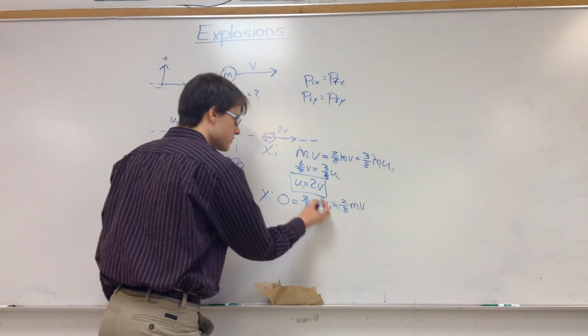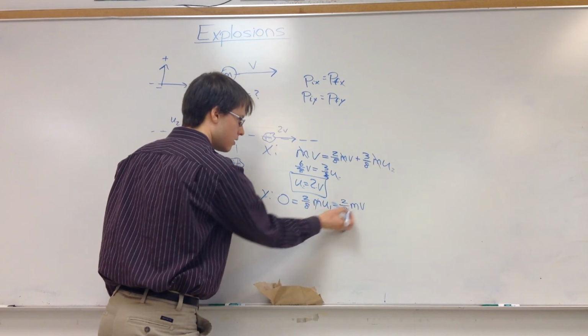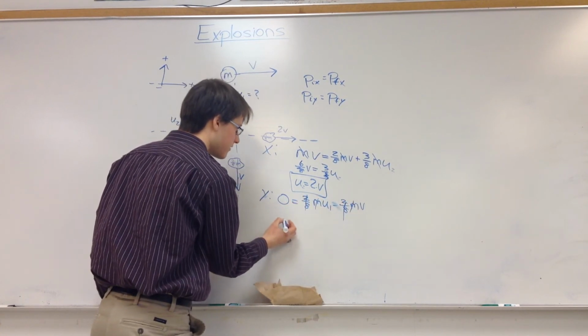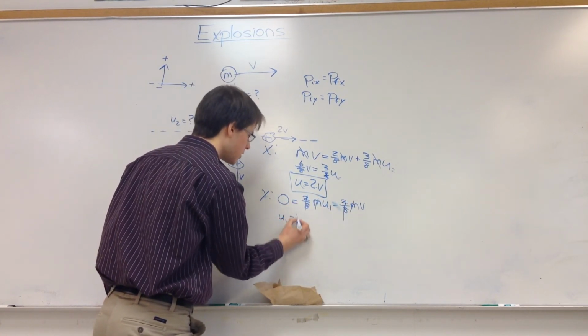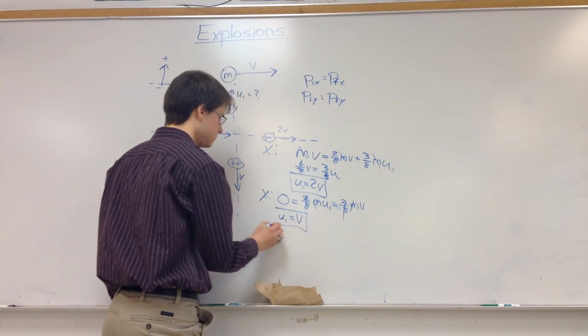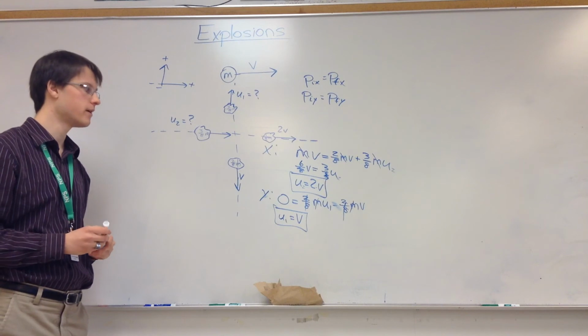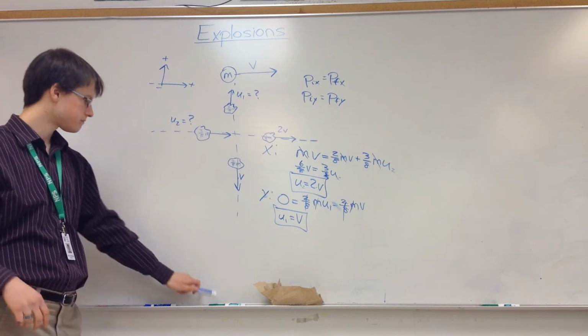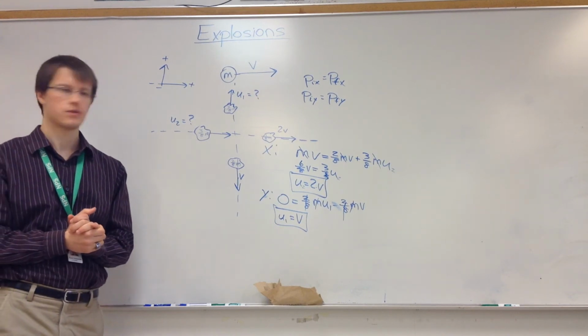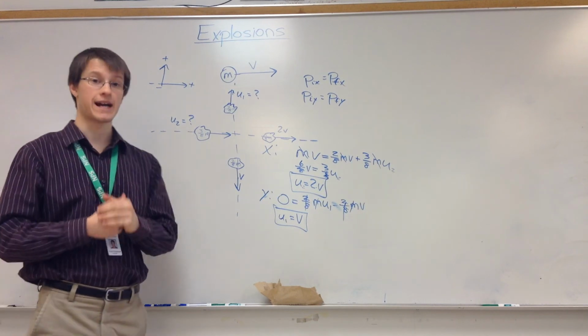And we can go through and solve this and say, okay, well, all of these cancel, so we're left with u1 equals v. And note that it's positive, which means it's moving up, which means we chose the correct direction there. And that's how you solve two-dimensional explosions, at least that are along perpendicular axes.